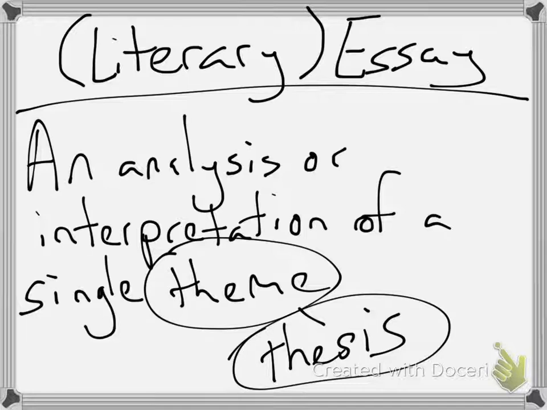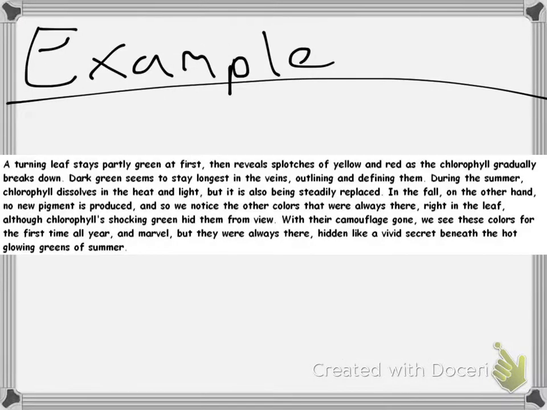So here's an example from Why the Leaves Turn Color in Fall by Diane Ackerman. The turning leaf stays partly green at first, then reveals splotches of yellow and red as the chlorophyll gradually breaks down. Dark green seems to stay longest in the veins, outlining and defining them. During the summer, chlorophyll dissolves in the heat and light, but is also being steadily replaced. In the fall, on the other hand, no new pigment is produced, and so we notice the other colors that were always there, right in the leaf, although chlorophyll's shocking green hid them from view.